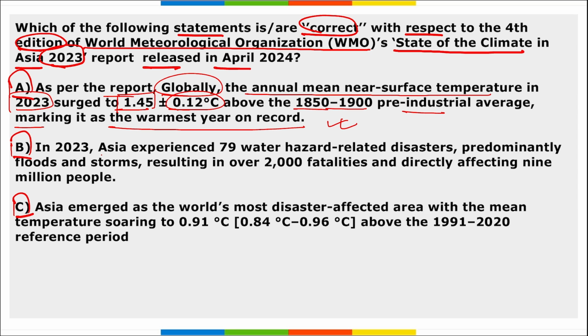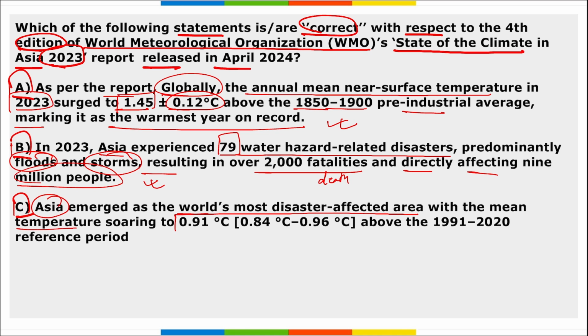Absolutely right. Then in 2023, Asia experienced 79 weather hazard related disasters. That includes floods and storms, resulting in over 2000 fatalities. That means 2000 deaths, and directly affecting millions of people. So absolutely right. C is saying that Asia emerged as the world's most disaster affected area, with the mean temperature soaring to 0.91 degrees Celsius above the 1991 to 2020 reference period. So all these three options are rightly mentioned.